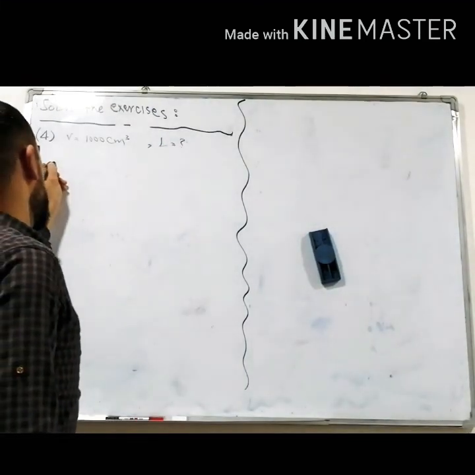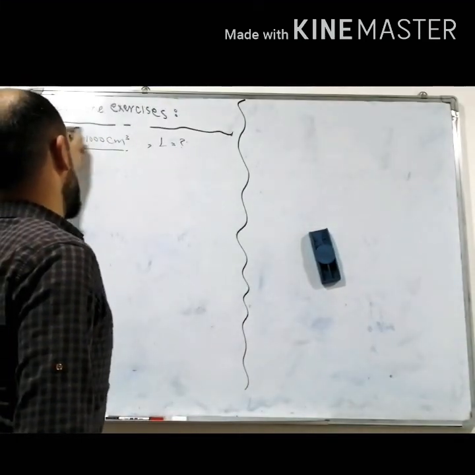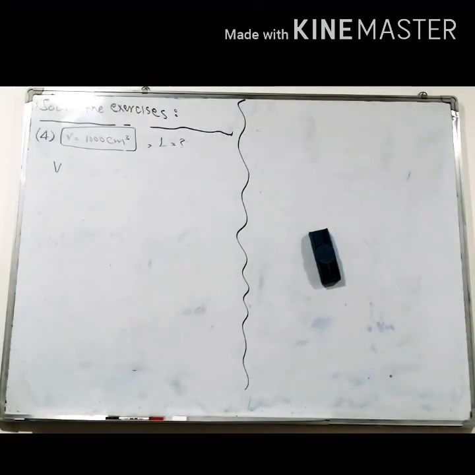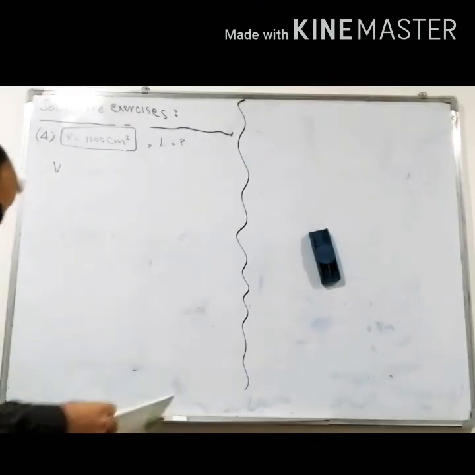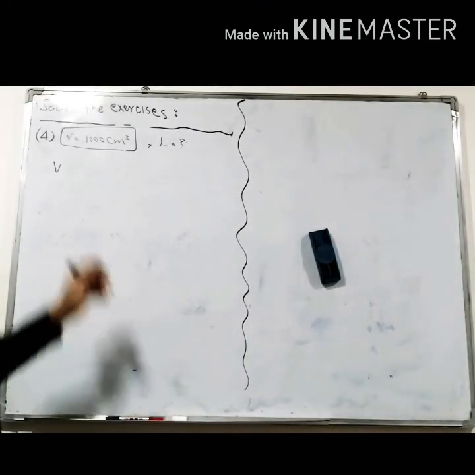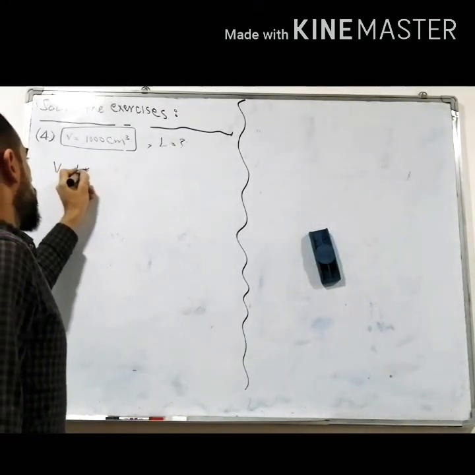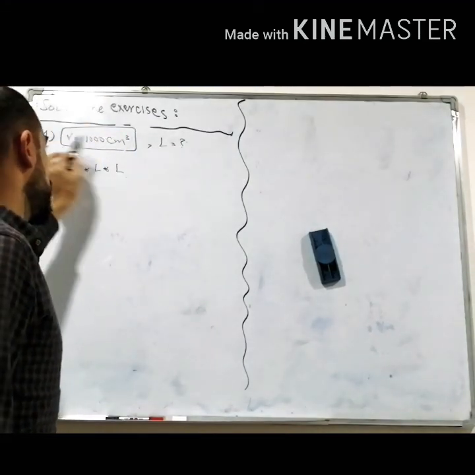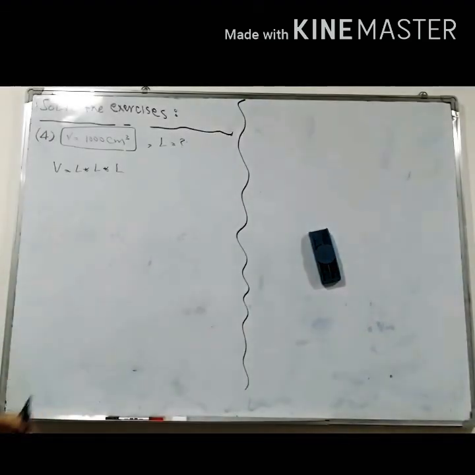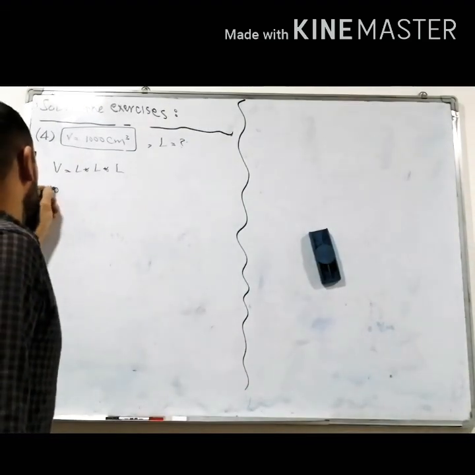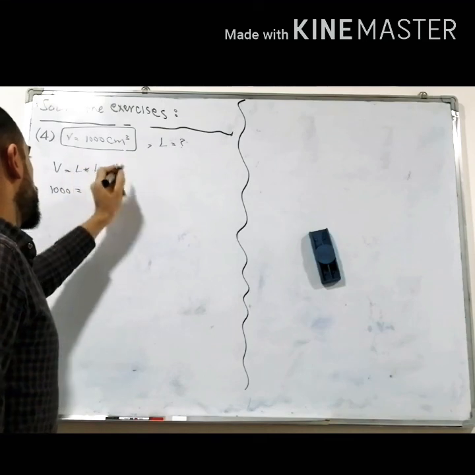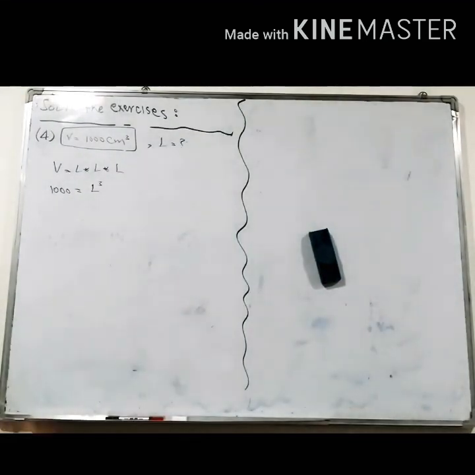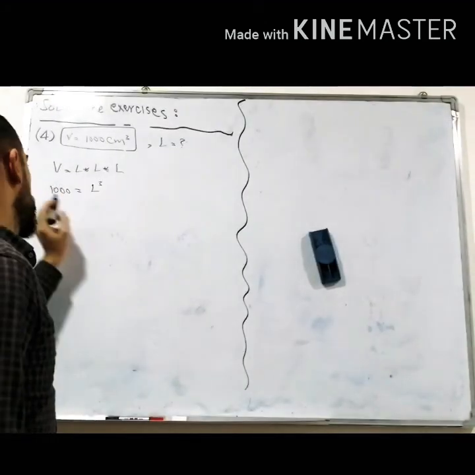Since we have the volume is known, so we use the law of volume of cube. V of cube equal L by L by L. Substituting the value of V, not L. L is unknown. 1000 equal L by L by L, which is L to the power 3, because it's a variable multiplying by itself 3 times. That is the power.